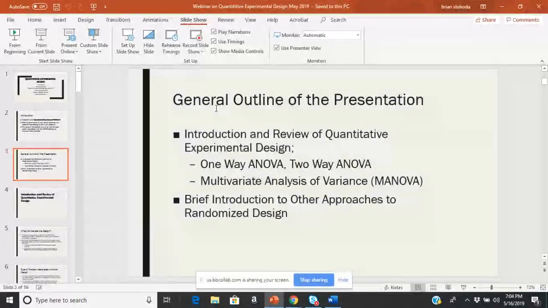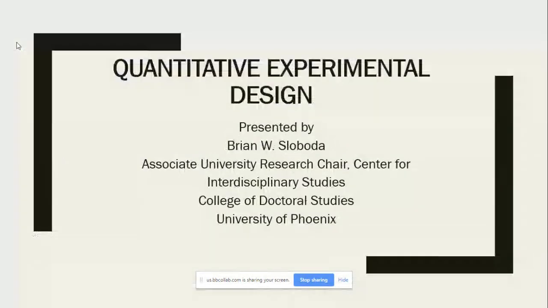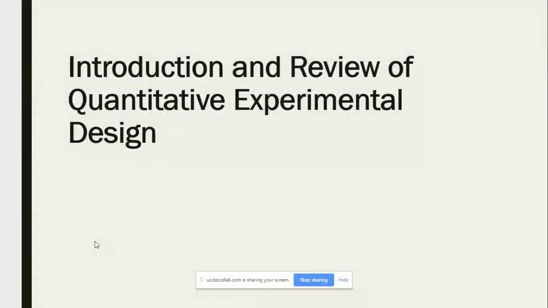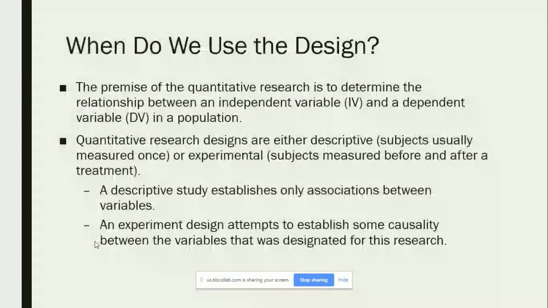As I mentioned, this is the general outline of the presentation: one-way ANOVA, two-way ANOVA, as well as the MANOVA, and some other methods that can be used for randomized design. I'm going to do a little bit of a review of the quantitative experimental design first.